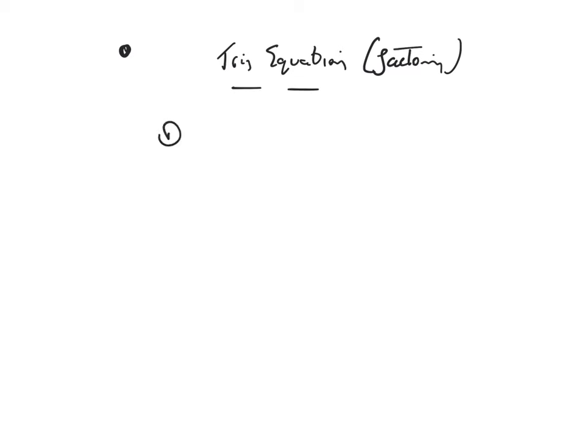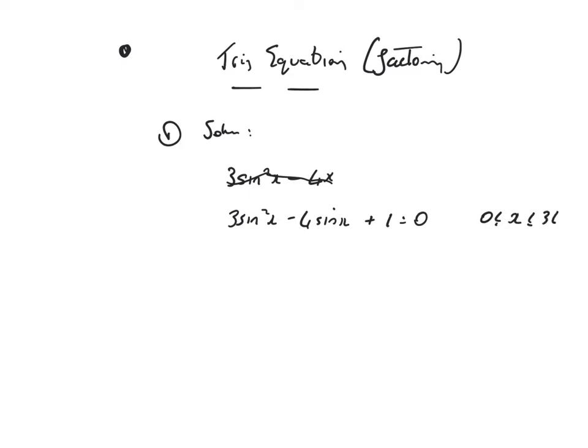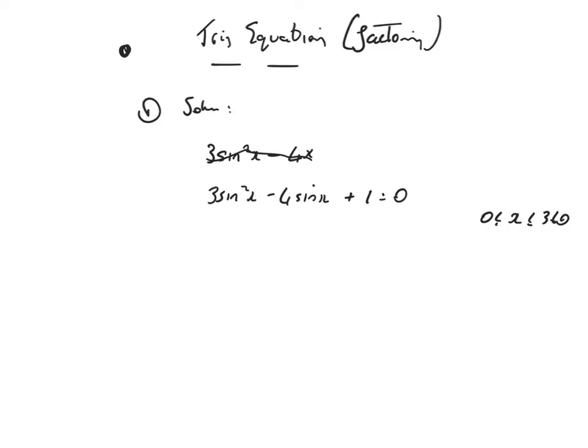We're going to solve 3 sin squared x minus 4 sin x. Try that again. 3 sin squared x minus 4 sin x plus 1 is equal to 0, and we're looking for solutions that lie between 0 and 360.